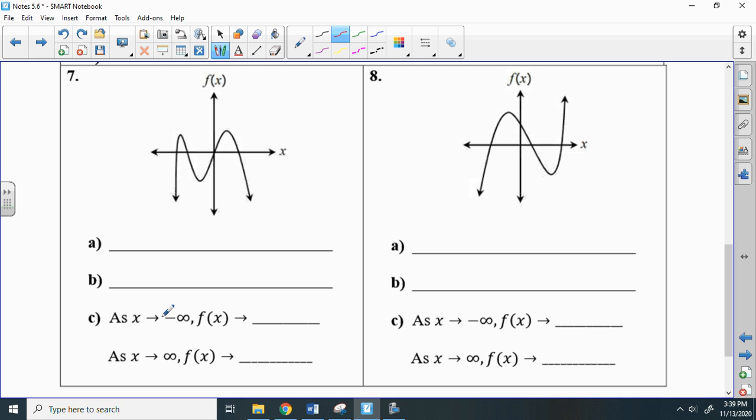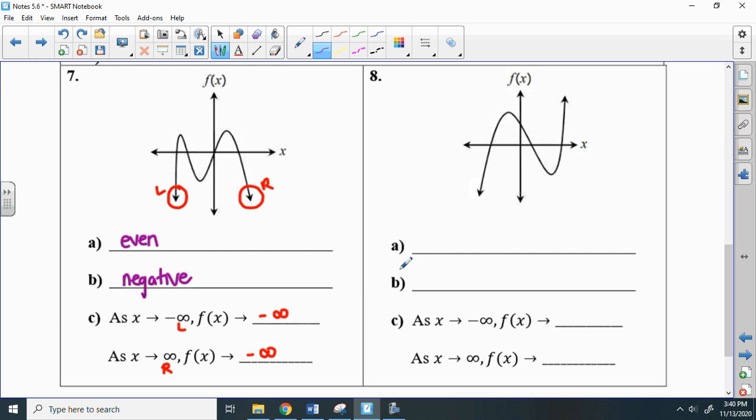So remember, when x approaches negative infinity, that means look at the left. And when x approaches positive infinity, that means look at the right. So here's my left, here's my right, and hopefully you notice they're both going down. So the y, which is the same thing as f of x, is approaching negative infinity. Well, when your end behavior is the same, it must have been an even degree function. And when they're both negative, it must have had a negative leading coefficient.